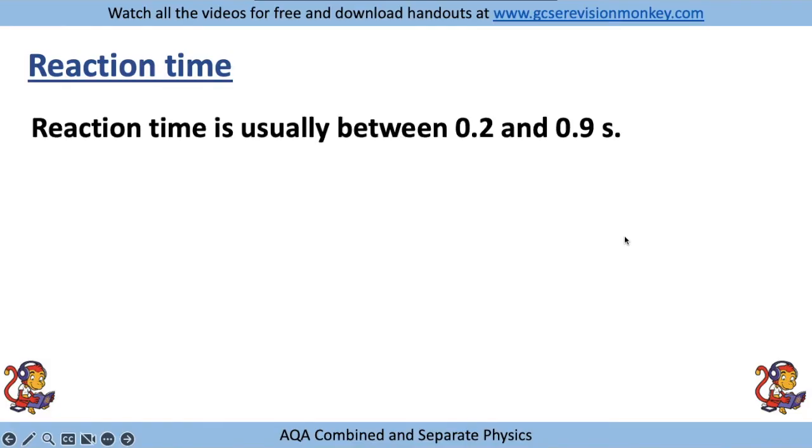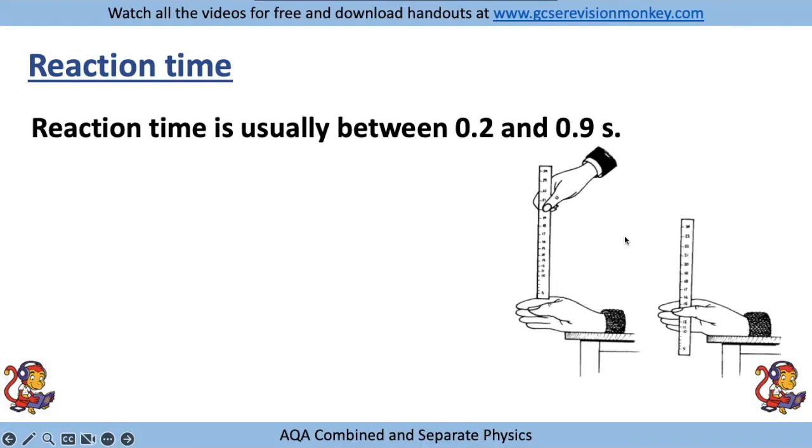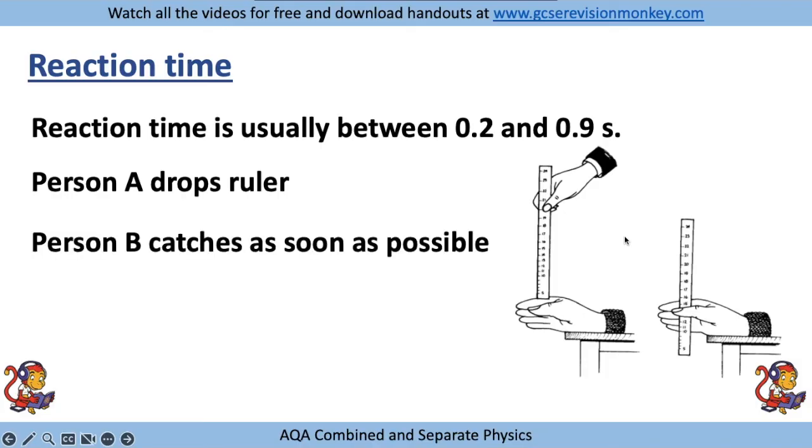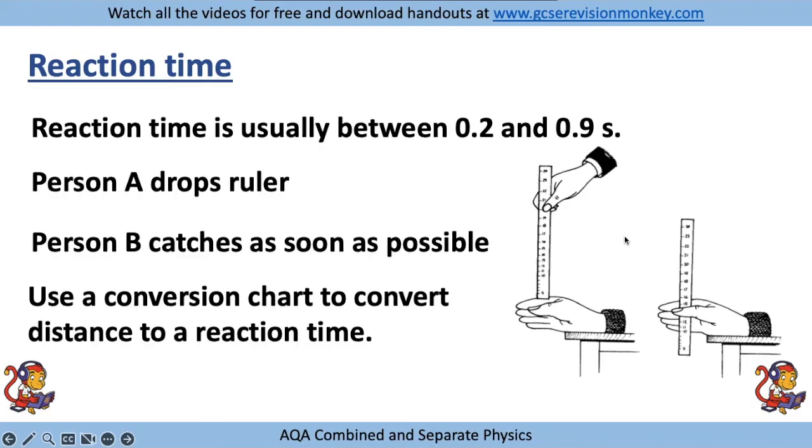Reaction time varies, but is usually between around 0.2 and 0.9 seconds. I'm not going to dwell on this practical because you would have done it in detail in Biology Paper 2 as a required practical, but you can use the ruler drop method to measure reaction time. So person A would drop a ruler, and then person B catches the ruler as soon as possible, and we can use a conversion chart to convert the distance that the ruler fell through the hand, this part here, into a reaction time. But if you want lots more detail on that, you can look back over the required practical that comes up in biology.